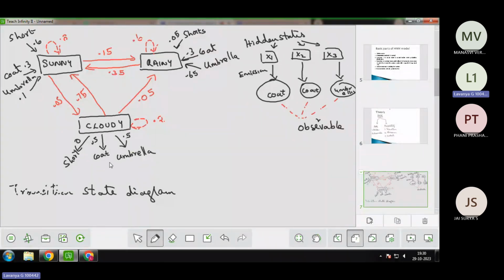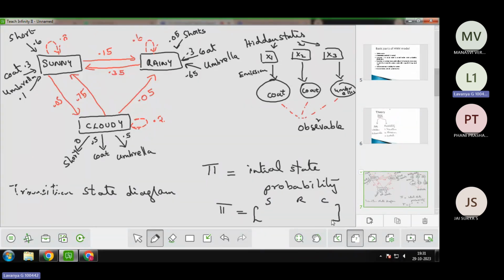In order to proceed further, we also need to know the initial state probability. The initial state probability is given by π. Here π is equal to, what is your initial state? You have sunny, you have rainy, you have cloudy. So this is given by 0.75, 0.2 and 0.05. We see if you add this, 0.75 plus 0.05 is 0.8. 0.8 plus 0.2 value is 1.